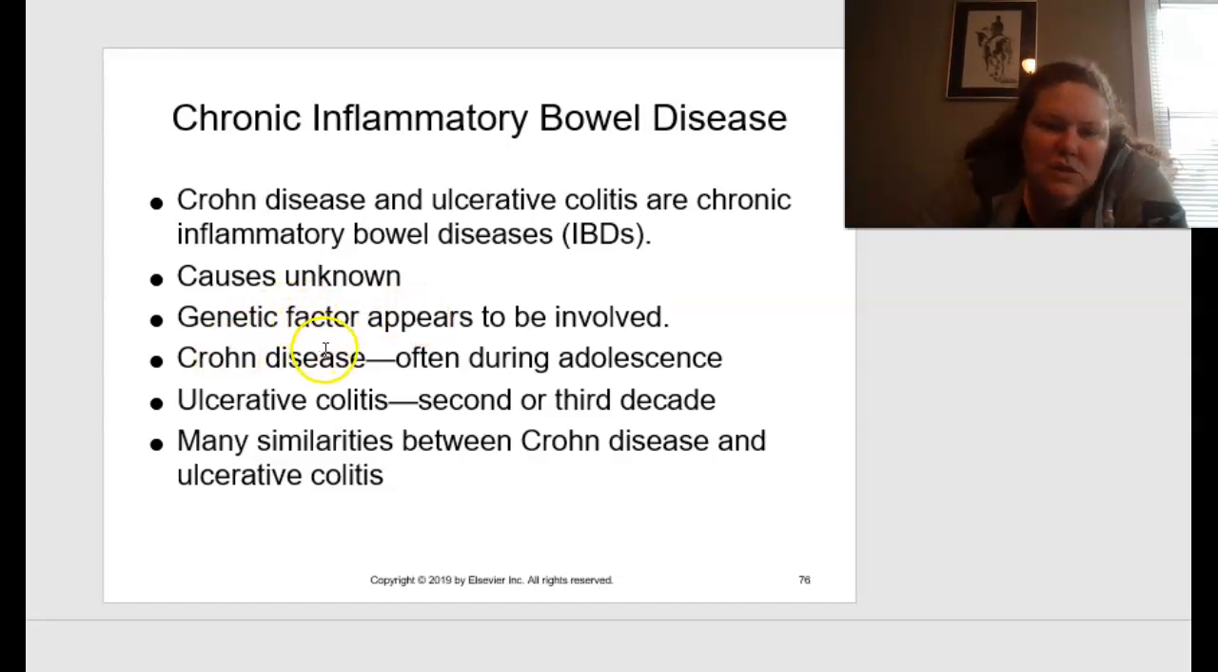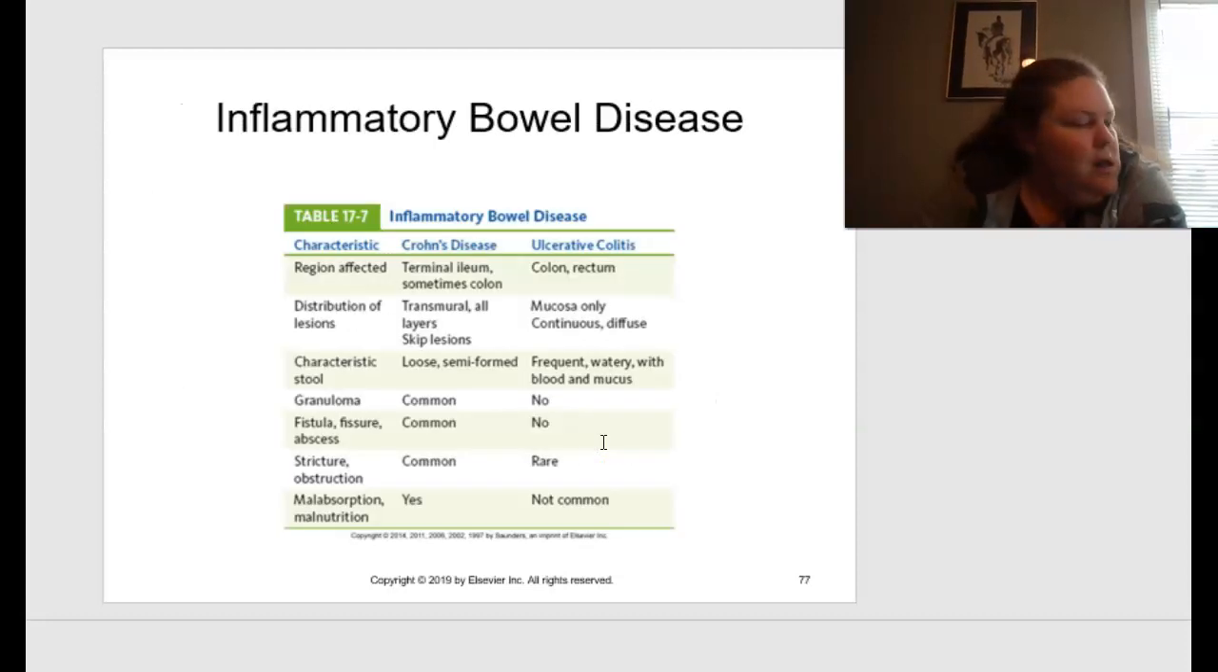Crohn's disease usually presents itself during adolescence, so late teens, early 20s. Ulcerative colitis presents itself in your 20s and 30s. And there are many similarities between Crohn's and ulcerative colitis. And I know there's no S, Crohn disease versus Crohn's, but I always call it Crohn's.